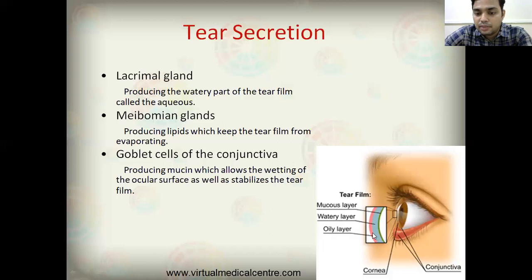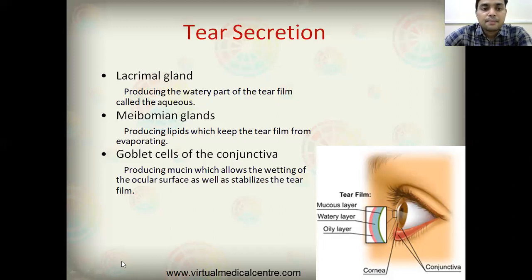And this oily layer or lipid layer, the pink one, is secreted from the meibomian glands. Meibomian glands are modified sebaceous glands which are present in the eyelids. These glands secrete the lipid layer of the tear film. The main function of this lipid layer, as it is a thick layer, is that it prevents the evaporation of the water layer.